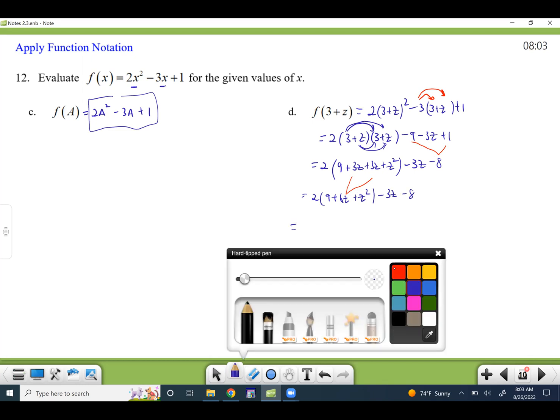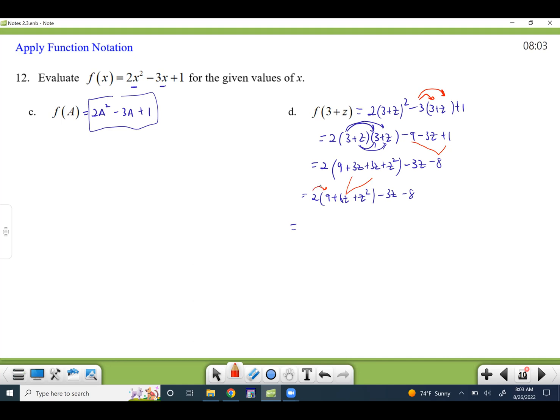And we'll go ahead and distribute. I'll do it below it. We'll distribute in the 2. Let's see what we get. 2 times 9 is 18. 2 times 6 is 12.